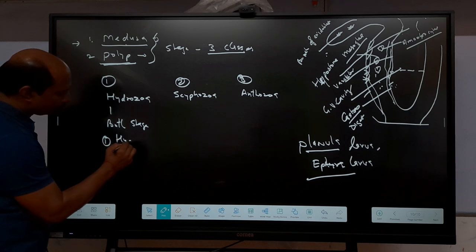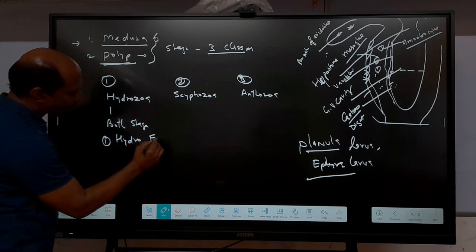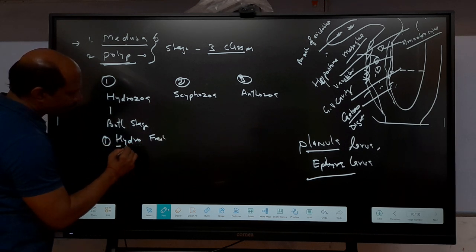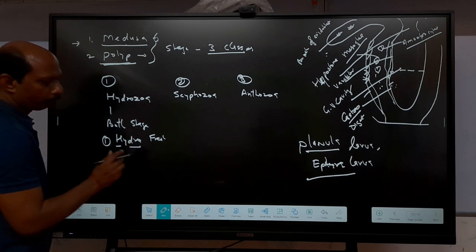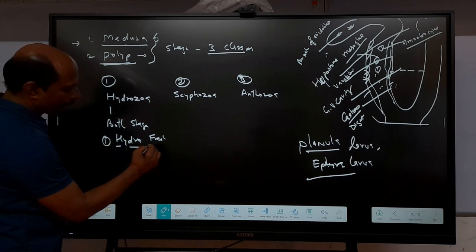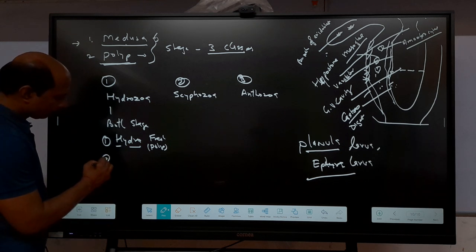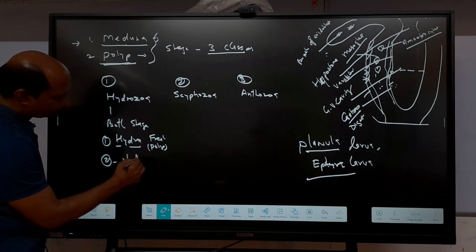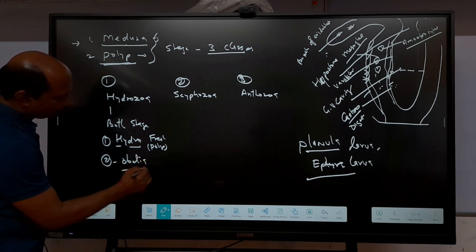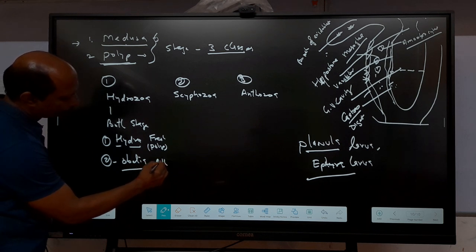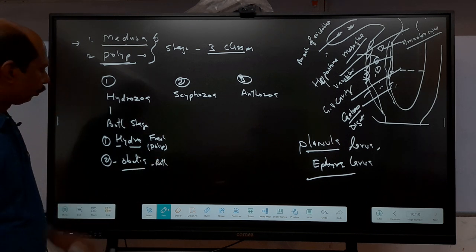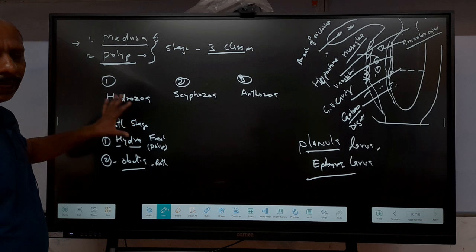Here the example is Hydra, which is fresh water, right? But in the case of Hydra, it has only the polyp. Medusa is absent in Hydra. It is an exception. Another one is the Obelia colony. In Obelia, both stages are present. So Hydrozoa means they live in fresh water as well as marine water.